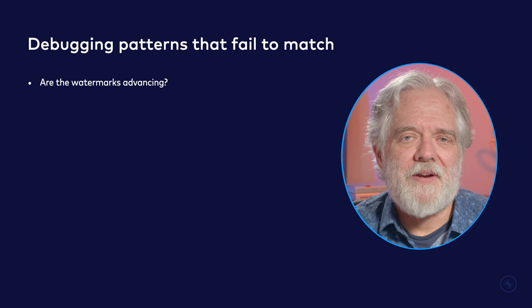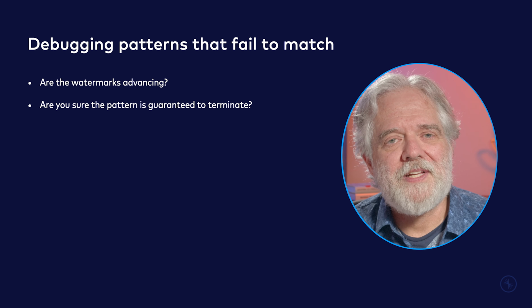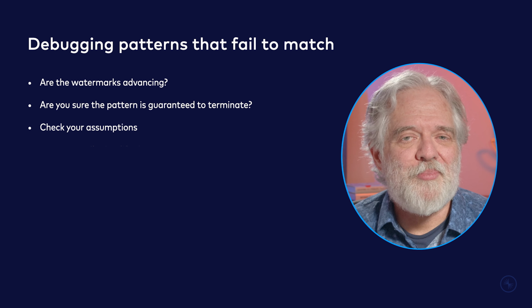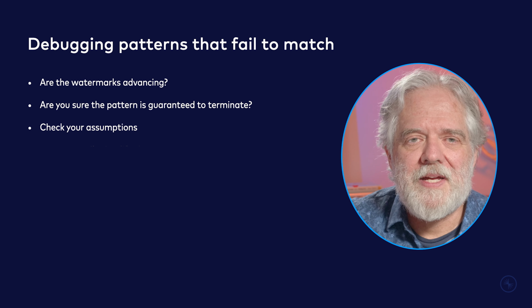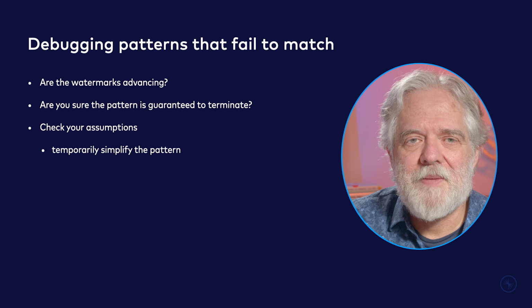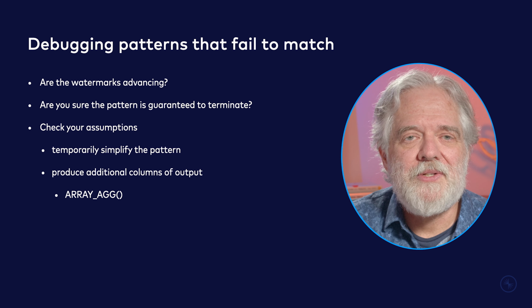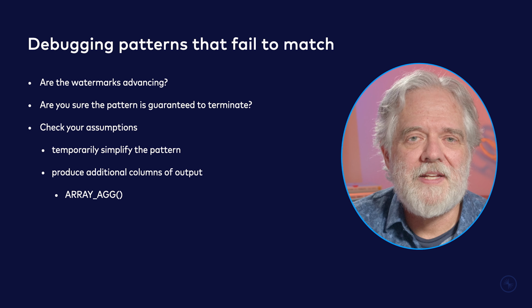Now, could it be that your pattern can only be satisfied by an event that hasn't arrived yet? Double check that your pattern is guaranteed to terminate. My experience is that it's surprisingly easy for patterns to behave in subtly different ways than what I expect. So what's helped me most in debugging these situations is to simplify the pattern to the point where it definitely produces output, and to include additional columns in that output that help me check my assumptions about what's being matched by the different variables defined in the pattern.